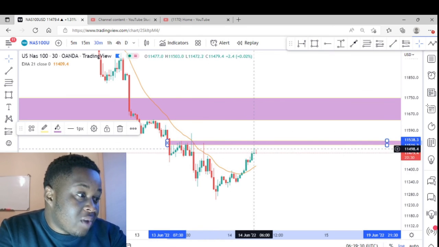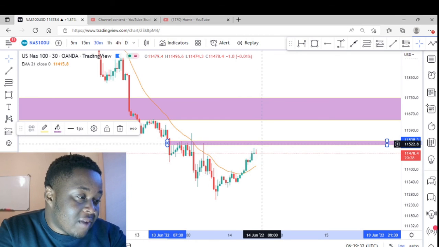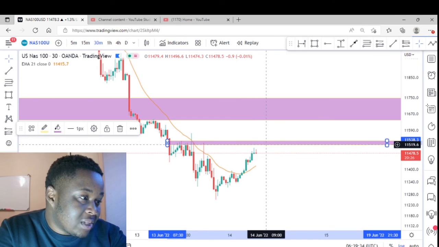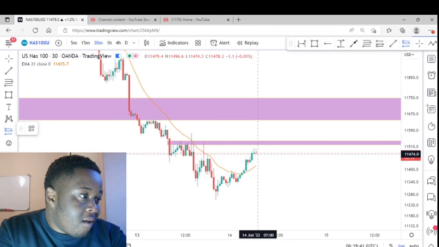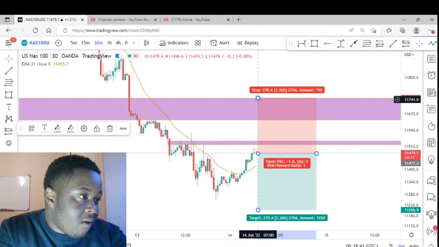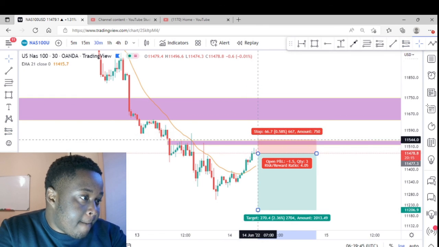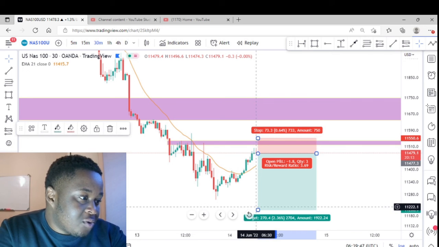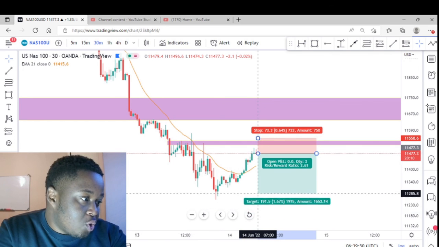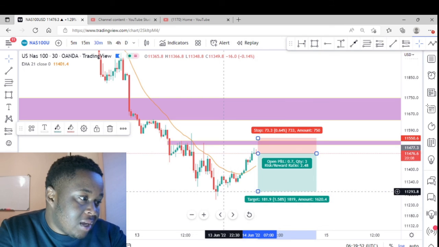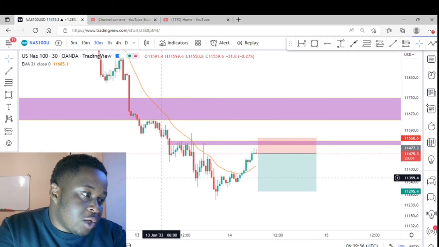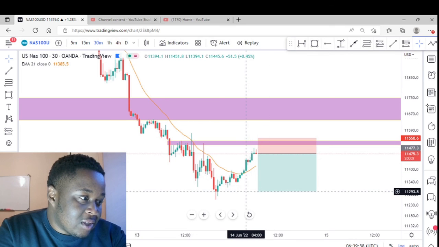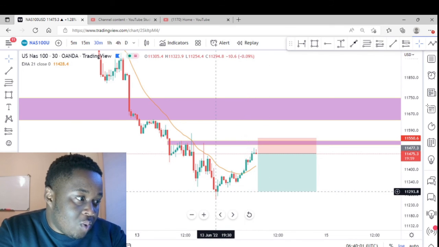You understand me? So if it fails to break this zone and has an engulfing candlestick or a double top pattern on the lower time frame, I would definitely take a sell. It would look something like this. Above the engulfing candle or whatever, and then you target the lows. I always target the bodies. I don't target the wicks. You understand? Because the wicks is where it failed to go and closed a little bit higher. So I always target the bodies of the candlesticks, which is here.